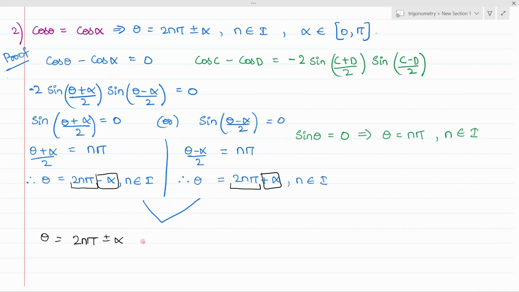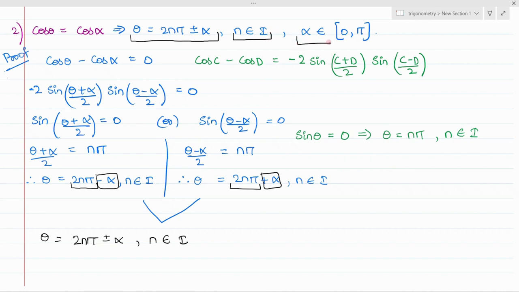Is this correct? Yes, because for the even multiple of pi here it is minus alpha, and for the even multiple of pi it is also plus alpha. So in the final solution for the even multiple, we can write plus or minus alpha, and n belongs to all the integers. So that's what we have written here. That is, theta is equal to 2n pi plus or minus alpha, n belongs to I.